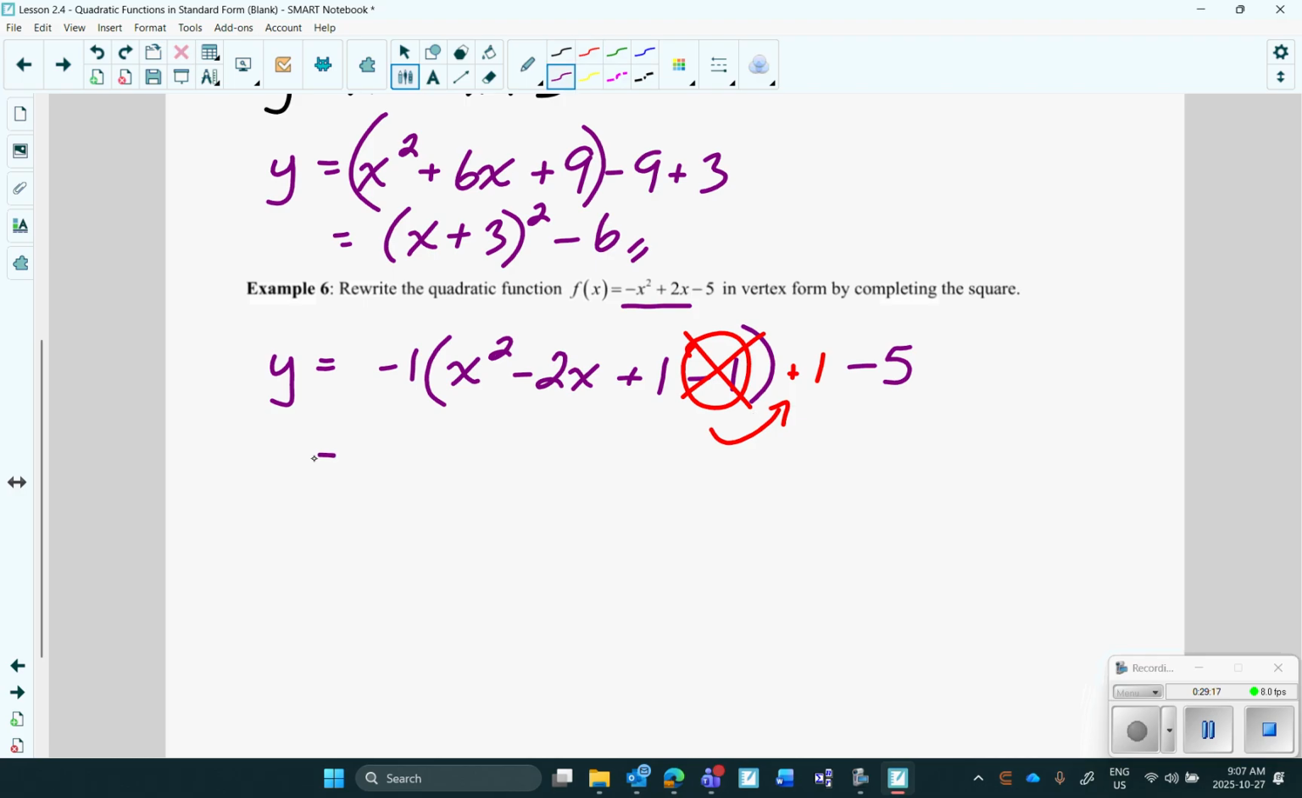Now, keep the -1. I don't have to write the 1. Let's factor this. (x + 1) - 1, all squared. And then these two together, -4. And I've got it. Okay, that takes a little bit of practice.